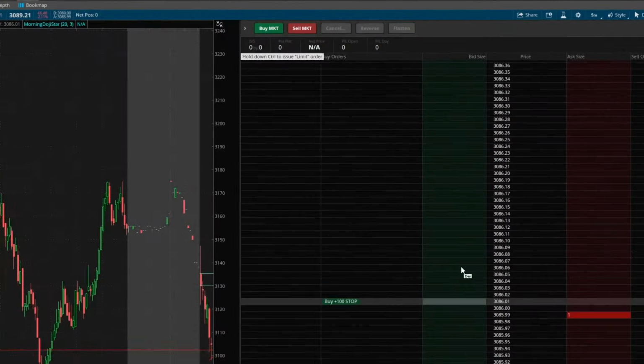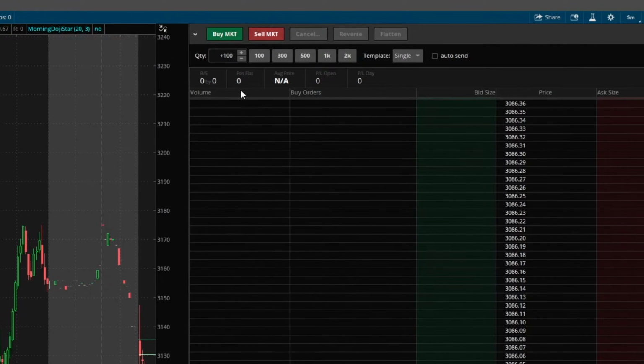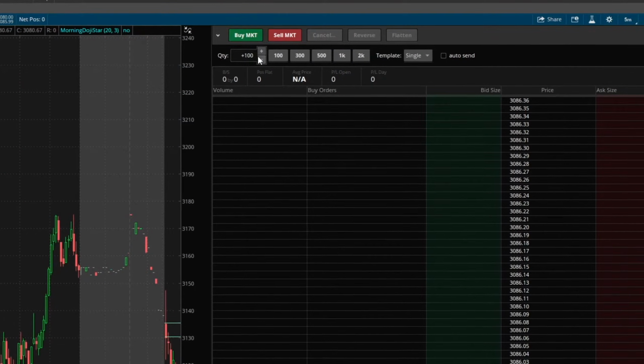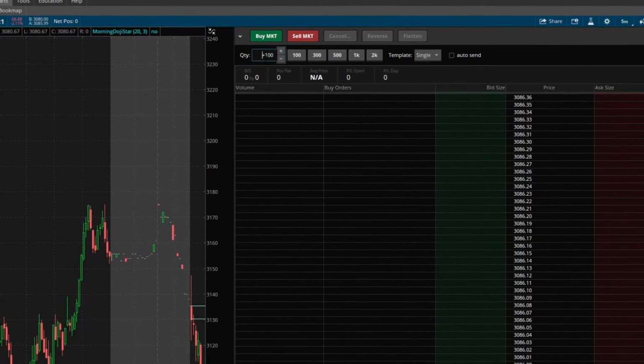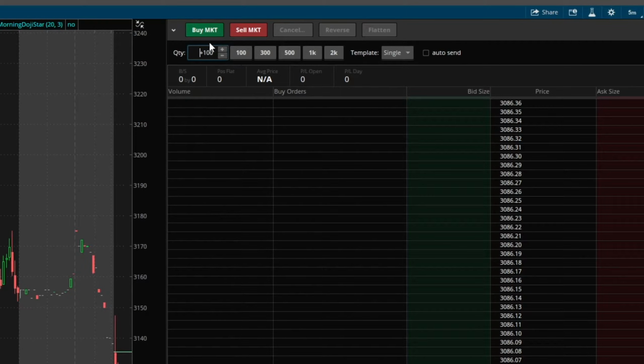So here I mentioned, if you open this up, you can buy and sell at any level. These are all one-click ordering. There's the auto send button, which I would recommend not.